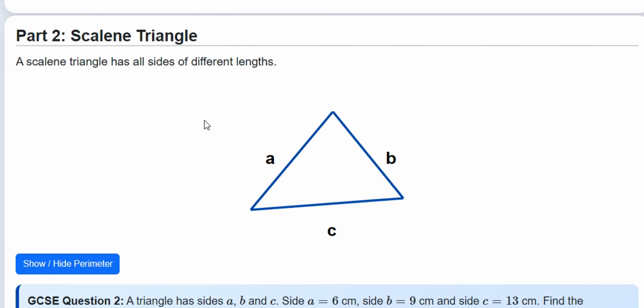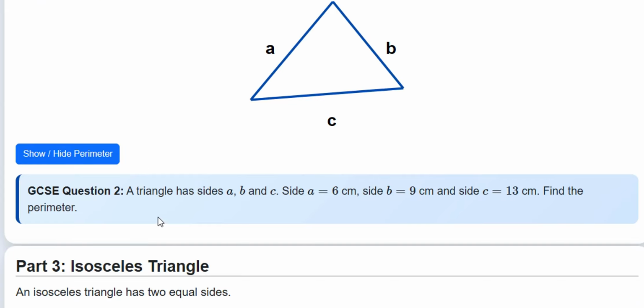Can we try another example where we are given a scalene triangle? A scalene triangle is one where all sides have different lengths. So A is not equal to B and is not equal to C. So to find the perimeter of a scalene triangle, still we add the lengths of all the sides. And the perimeter we are talking about is the distance outside the scalene triangle, like this.